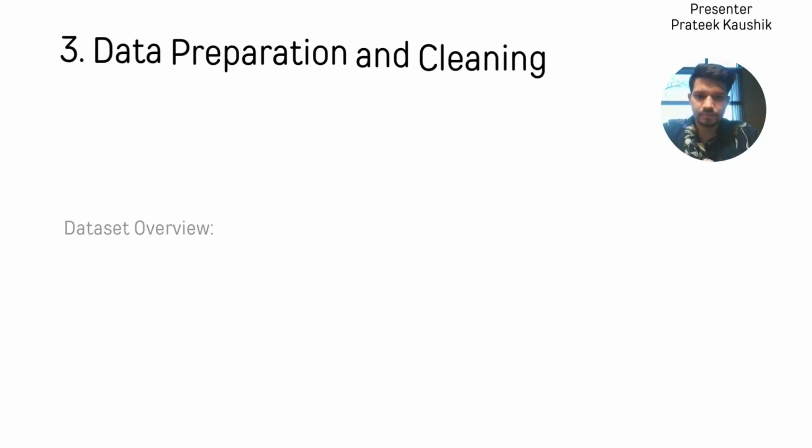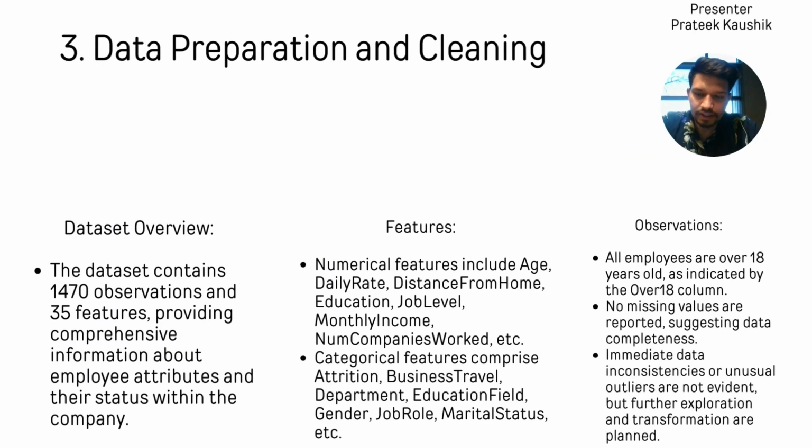Thank you. So hello everyone, my name is Pratik Kaushik and we'll be talking about the data preparation and data cleaning. So our data set contains 1,470 observations with 35 features, providing comprehensive information about employee attributes and their status within the company. Numerical features include age, daily rate, distance from home, education, job level, monthly income, and so on. All employees are over 18 years old, as indicated by the over 18 column. No missing values are reported, suggesting our data completeness. Immediate data inconsistencies or unusual outliers are not evident, but further exploration and transformation are planned.